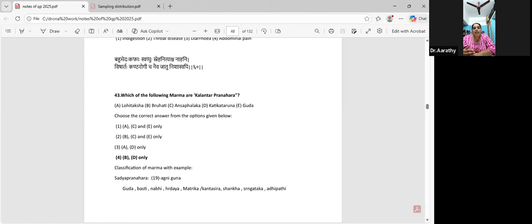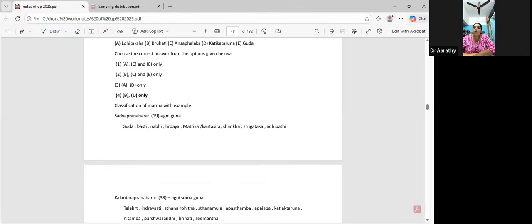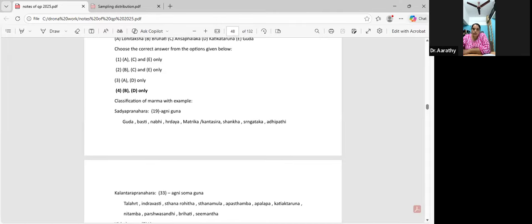So it'll hardly cost you 10 to 15 minutes a day. And within a month's time, you'll be very much thorough about the marmas. Okay, this is how you need to study marma. You should not go in a go, right? While studying marma, do give importance to angula pramanas, then also the dosha predominance, that is, Satya Pranahara is agni predominant, Kalantara is agni vayu predominant, agni soma predominant, Vishallagna is vayu predominant, right? Such points should be noted. Also the numbers, how many Satya Pranahara Marmas, how many Kalantara Pranahara Marmas, all these also should be noted.